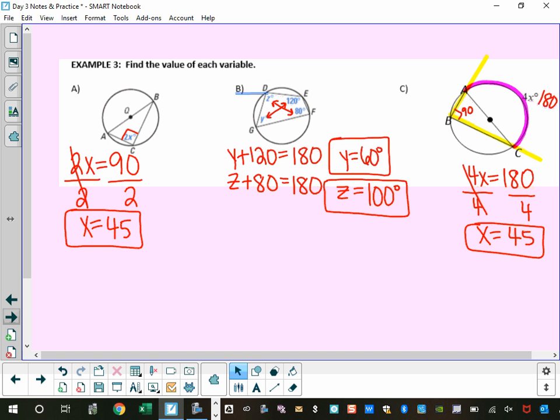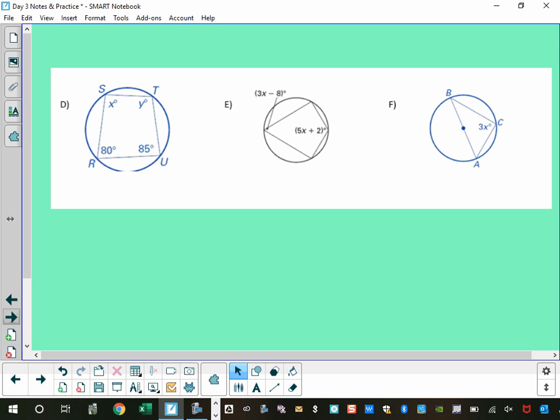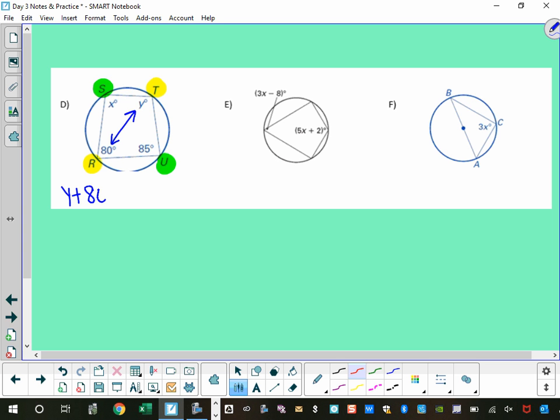All right, letter D. For letter D, I have a quadrilateral, so I know I'm looking at my opposite angles, because opposite angles are congruent. Sorry, opposite angles are supplementary. So that means that to find the measure of y, I'm going to do y plus 80 is going to equal 180 degrees. What do we get for the measure of y? 100. We get 100 degrees.